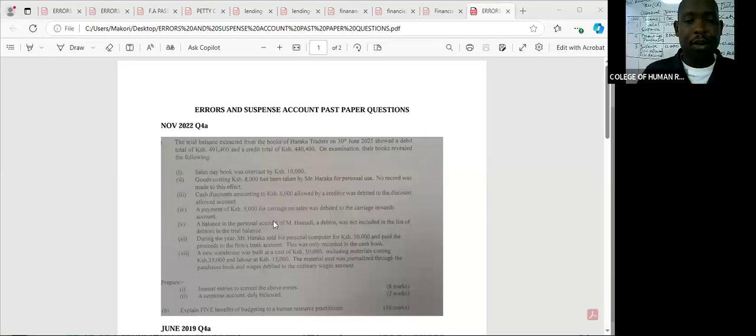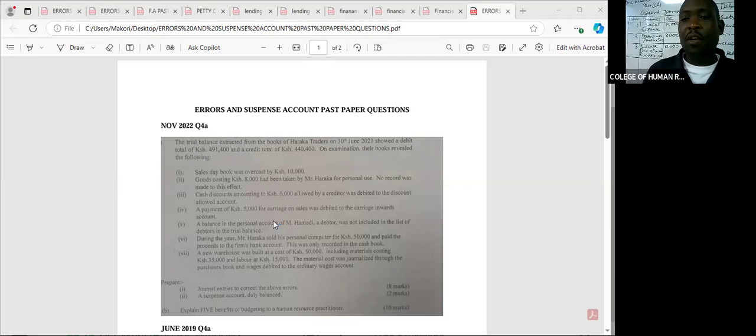Number 4. A payment of 5,000 for carriage on sales. Carriage on sales is what we call carriage outwards. The amount of money that you are going to spend in the process of transporting goods that you have sold to your customers' premises. So you have decided to offer transport for the goods that you have sold. Customer will buy goods, and then you say that, where do you want these goods to be delivered? Point B.